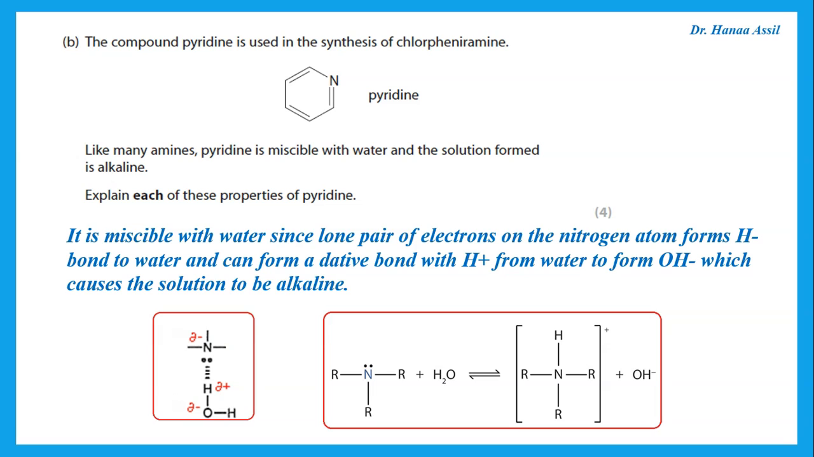So it is miscible with water because the lone pair of electrons on the nitrogen atom forms hydrogen bonds to water. It can form a dative bond with H plus from water to form OH minus, which causes the solution to be alkaline. So it's sort of breaking up the water into H plus and OH minus when we dissolve it in water, and that gives an alkaline solution.